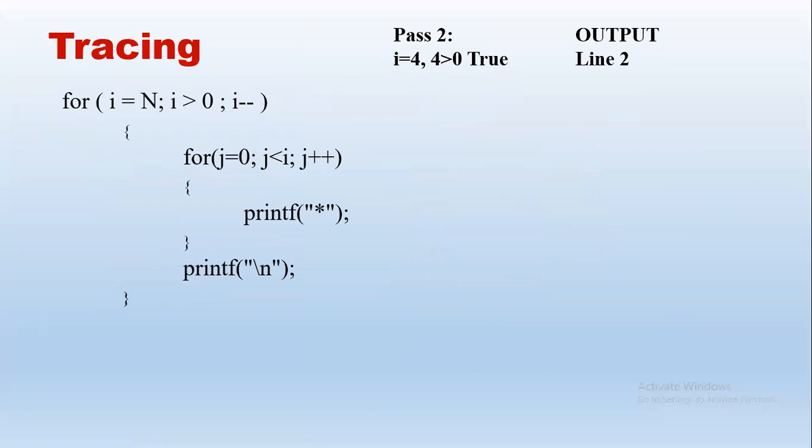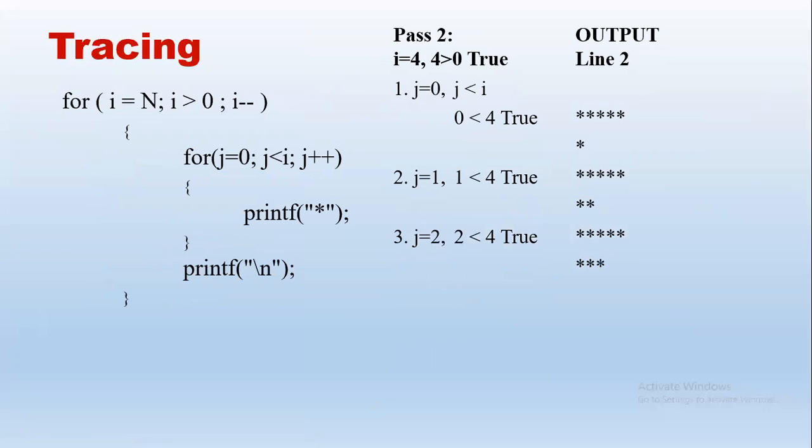So j starts from 0. 0 less than 4, true. Print a star the first time in the second line. Second line, 1 star. Then j becomes 1. 1 less than 4, true. Print a star, so the star is printed 2 times.